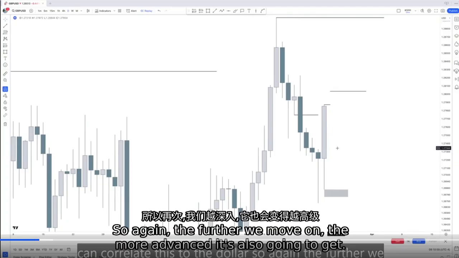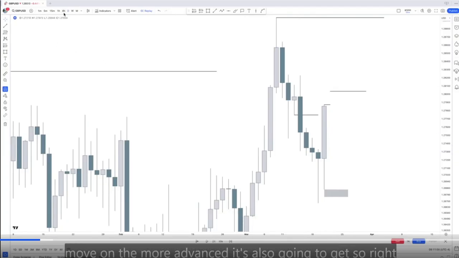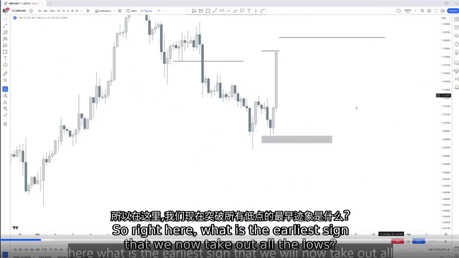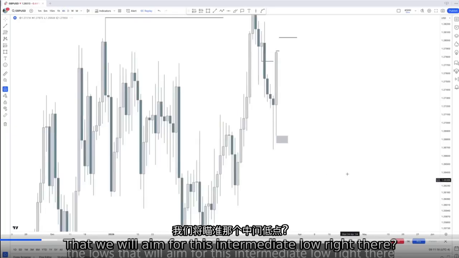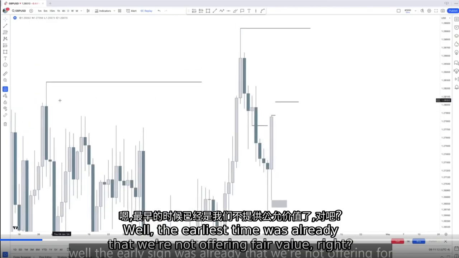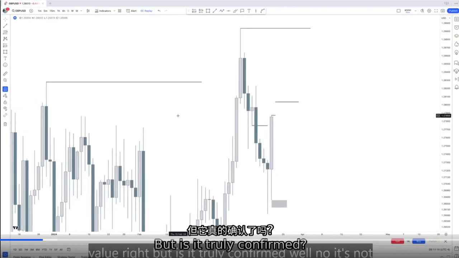So again, the further we move on, the more advanced it's also going to get. So right here, what is the earliest sign that we will now take out all the lows, that we will aim for this intermediate term low right there? Well, the early sign was already that we're not offering fair value, right? But is it truly confirmed? Well, no, it's not confirmed just yet.